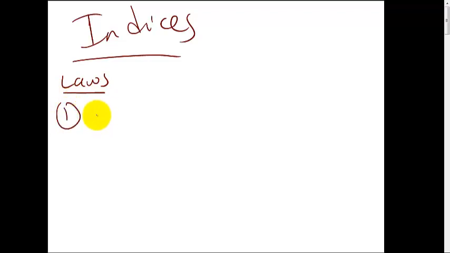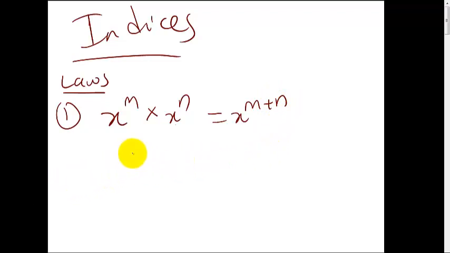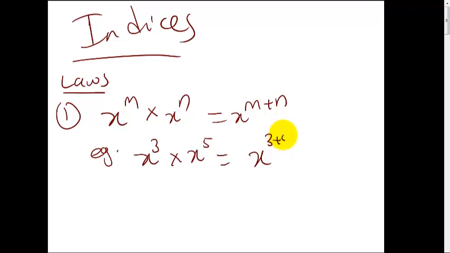Law 1. Index law 1. It says when bases are multiplied by the same base, we add the indices. So, for example, if I have x to the power of 3 times x to the power of 5, the bases are the same. Yes, they are. So x to the power of 3 plus 5, which becomes x to the power of 8.